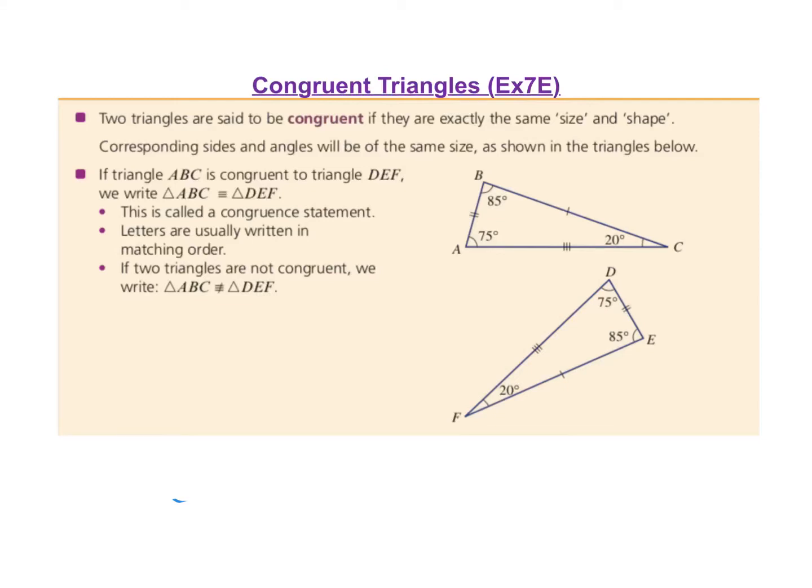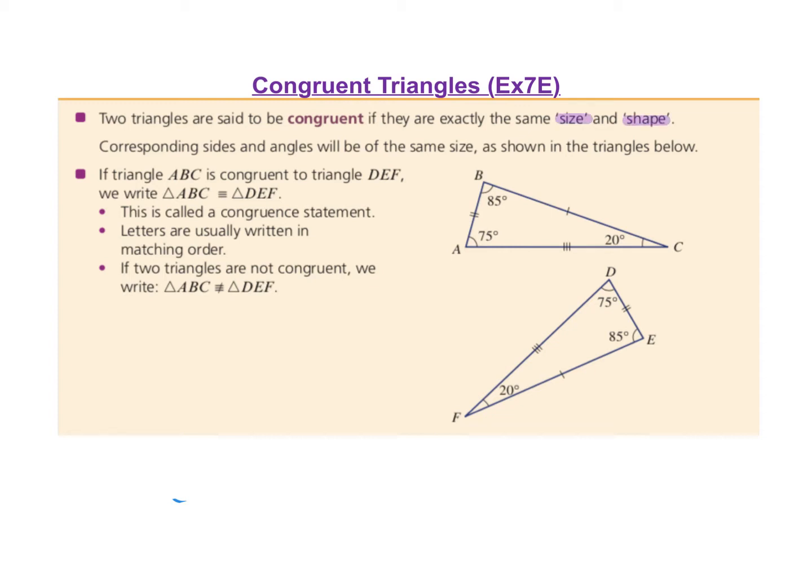Okay, so what we're going to do today is congruent triangles. Obviously, congruent might be a word that we're not used to, but all it is, two triangles are said to be congruent if they are exactly the same size and shape.